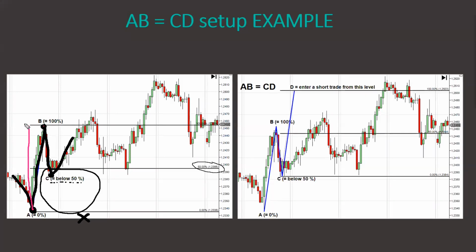So what you do is you measure the distance from A to B. Let's say in this case, for example, 60 pips. What you do next, from point C, you measure those 60 pips, and this is your resistance. This is the D, right? So you go short from there.